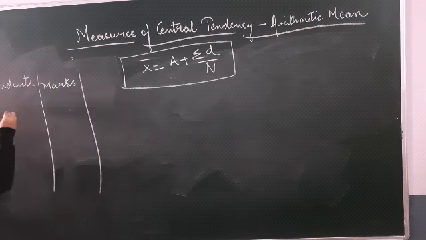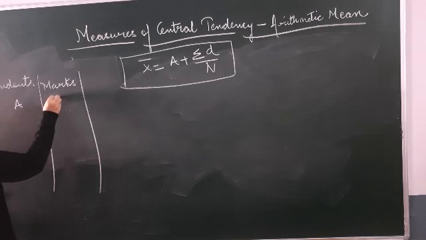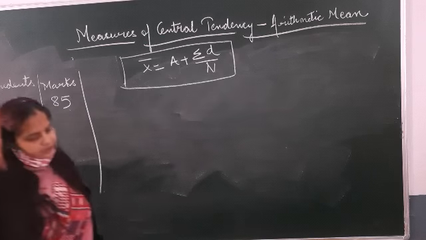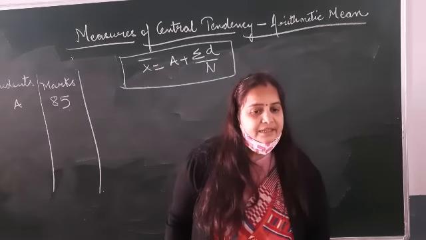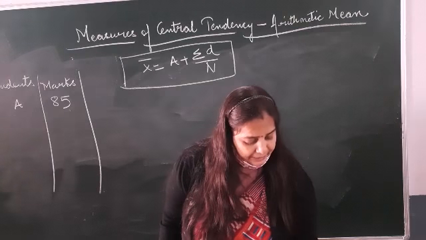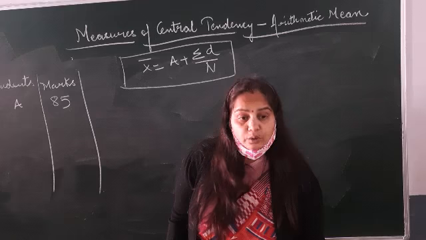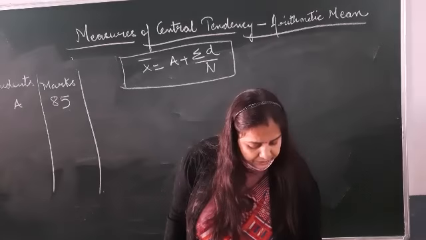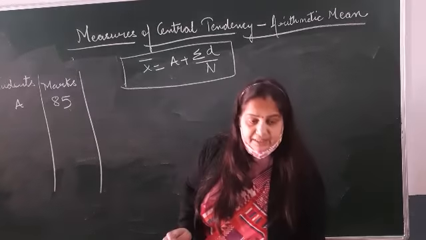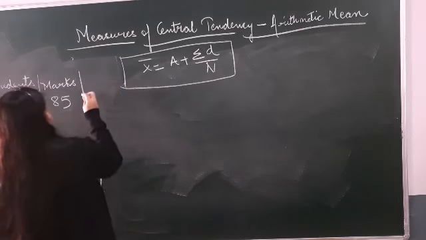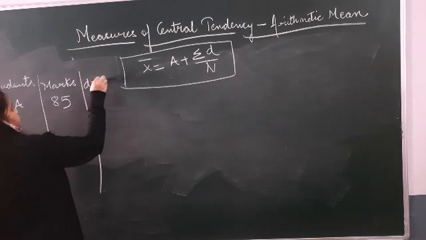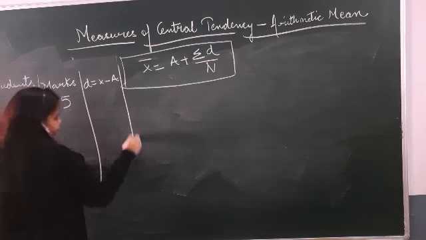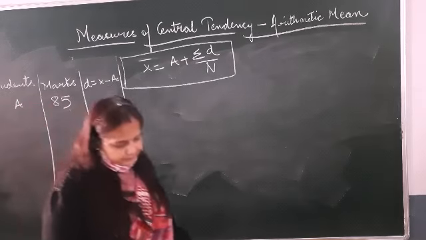Marks. Student A is getting how much marks? 85 marks. Next column we need over here is what? D. As I told you, we are required to calculate the deviations of the items. That is known as D. So what you will write down? D is equal to x minus a. Now what is this a? Just see.